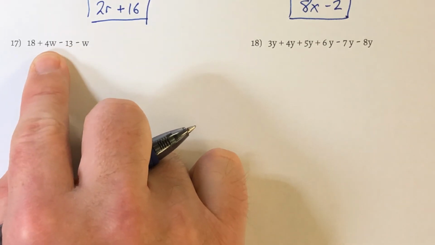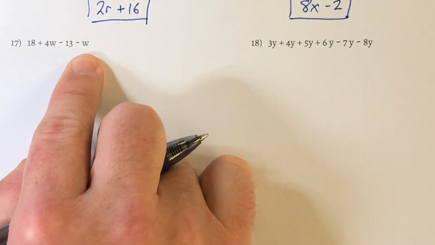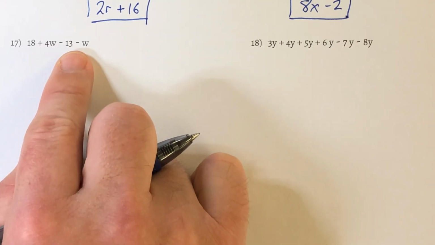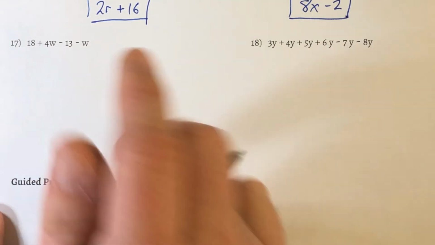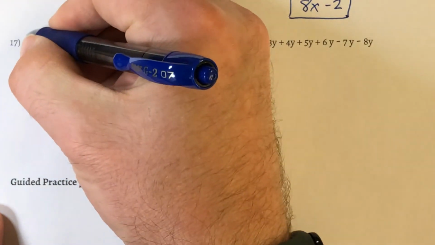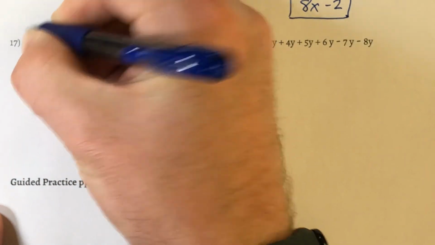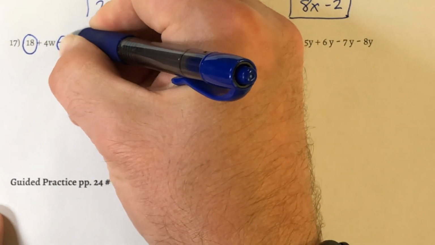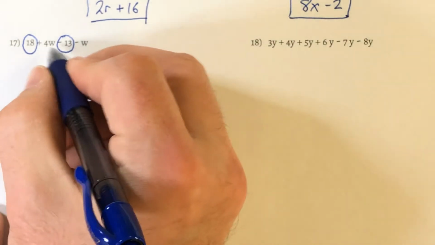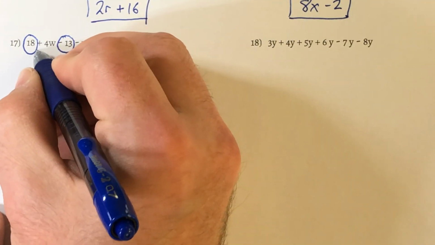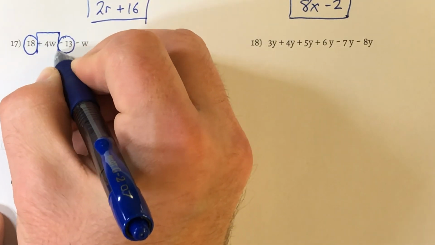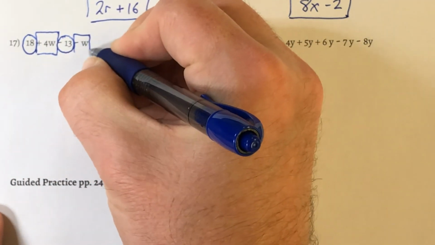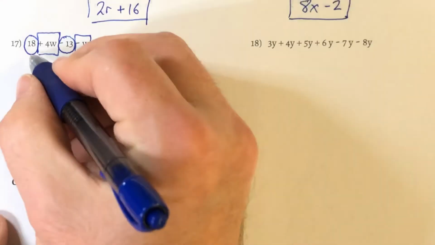18 plus 4w minus 13 minus w. We have addition and subtraction, multiple terms. So I'm going to use shapes. So I have a whole number, 18, or just a regular number. What's like 18? Well, negative 13. They're both numbers with no variables. So those are like each other. All right, my positive 4w, let's use rectangles. What is a like term with positive 4w? Negative w. So what am I going to do? I'm going to combine my circles.